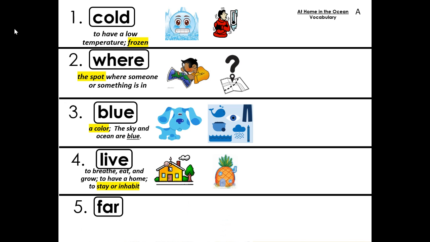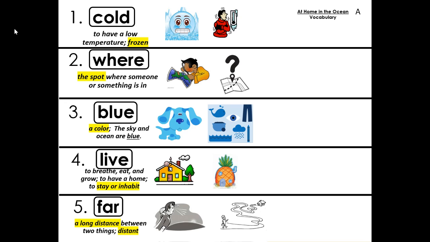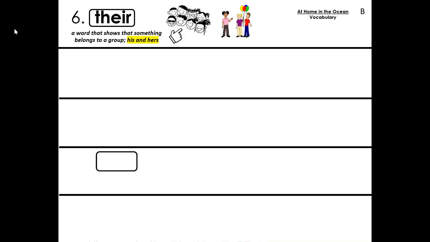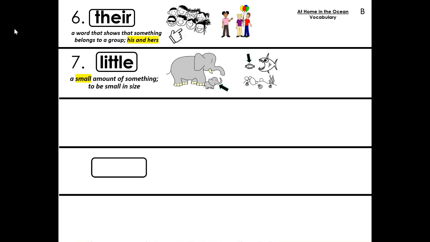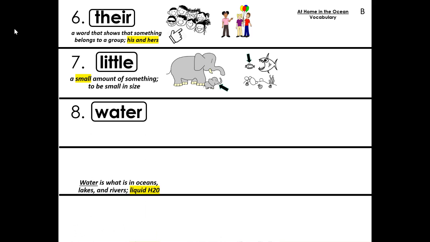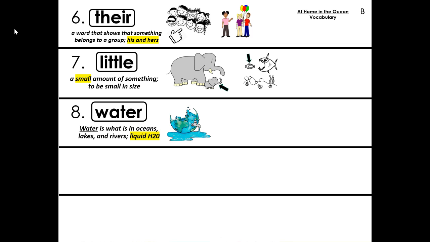Number five, far, a long distance between two things, distant. Number six, there, a word that shows that something belongs to a group, his and hers, there. Number seven, little, a small amount of something, to be small in size, little. Number eight, water. Water is what is in oceans, lakes, and rivers, liquid H2O.